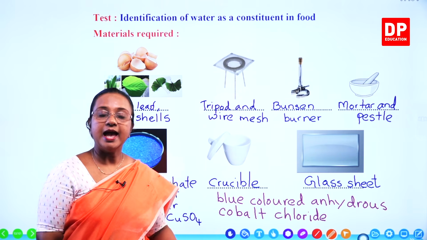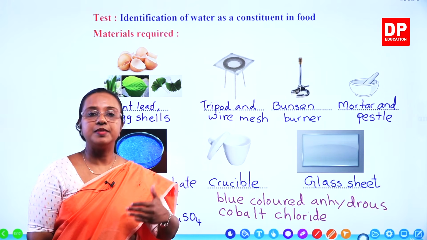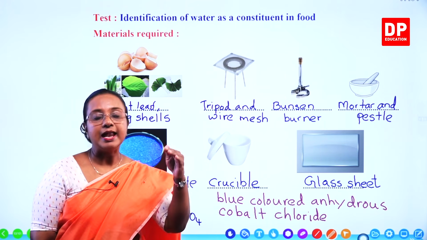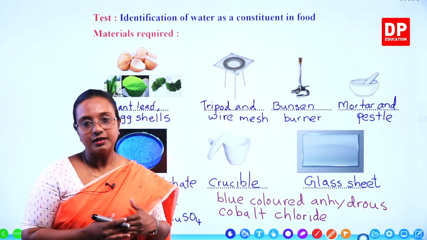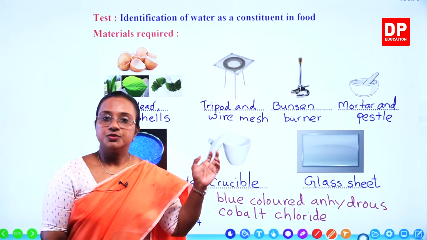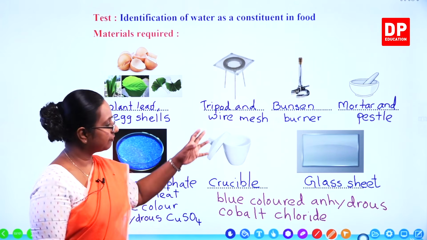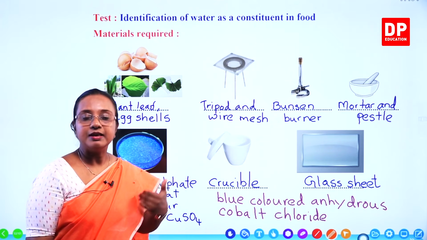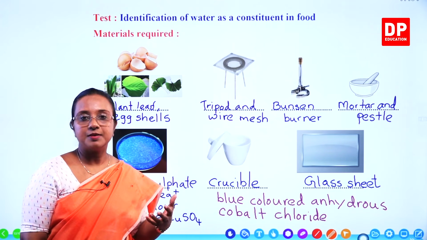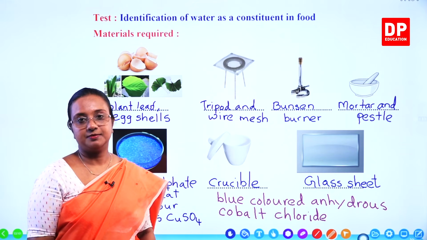To test and confirm that the vapor that came out from the food sample and condensed on the glass sheet is water. So students, now that you have understood what we have to do here, I will write down the steps of the method of this activity.